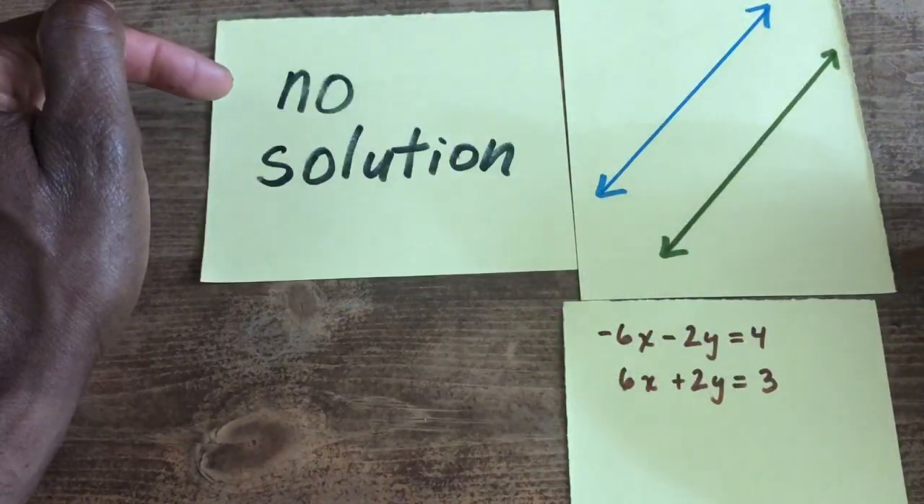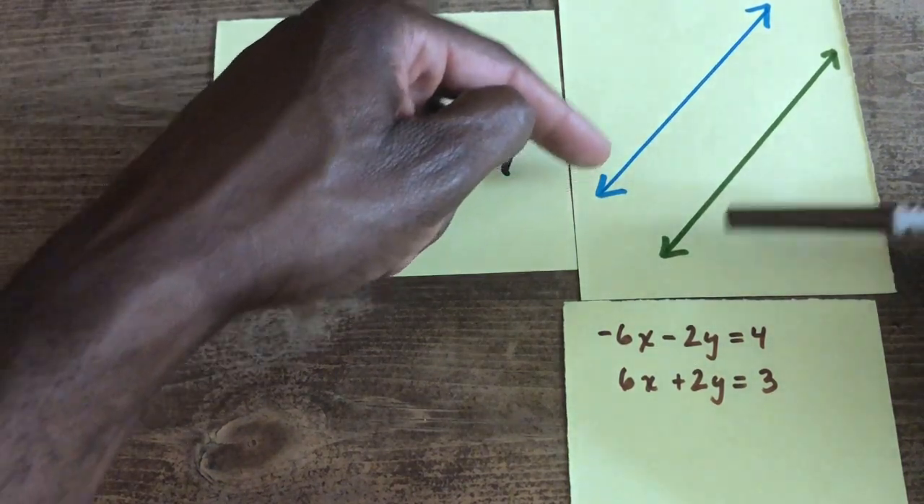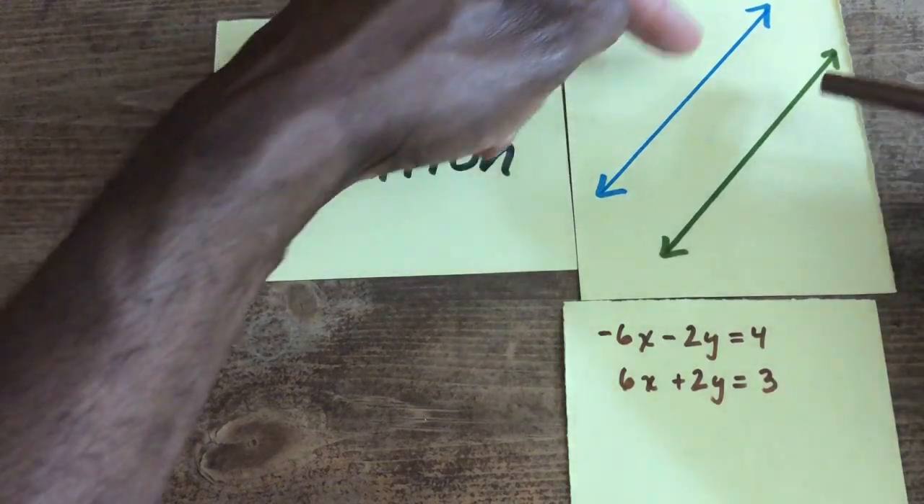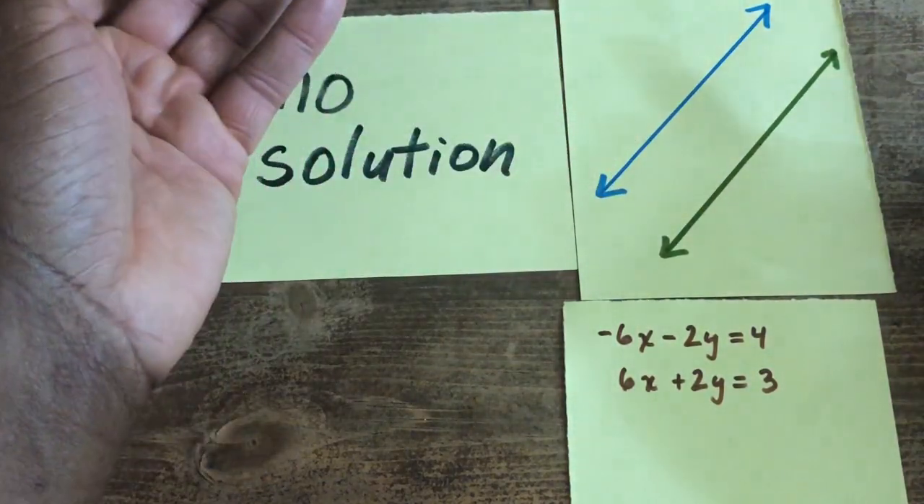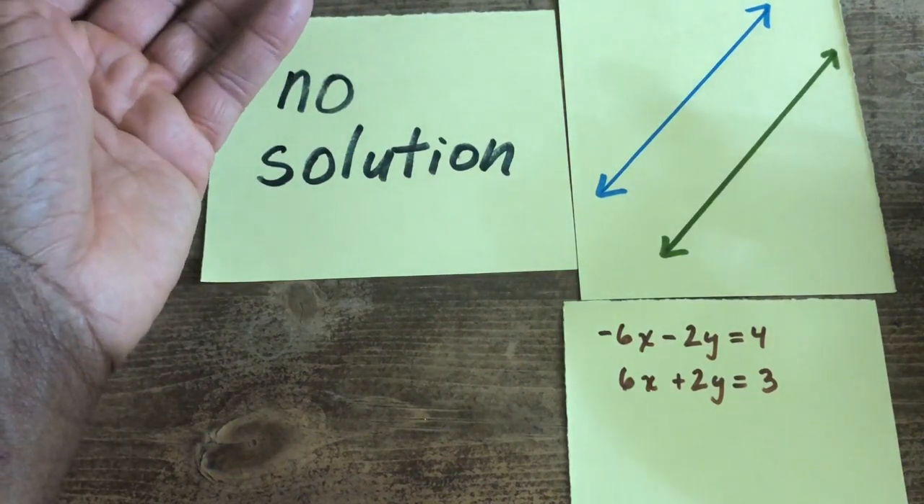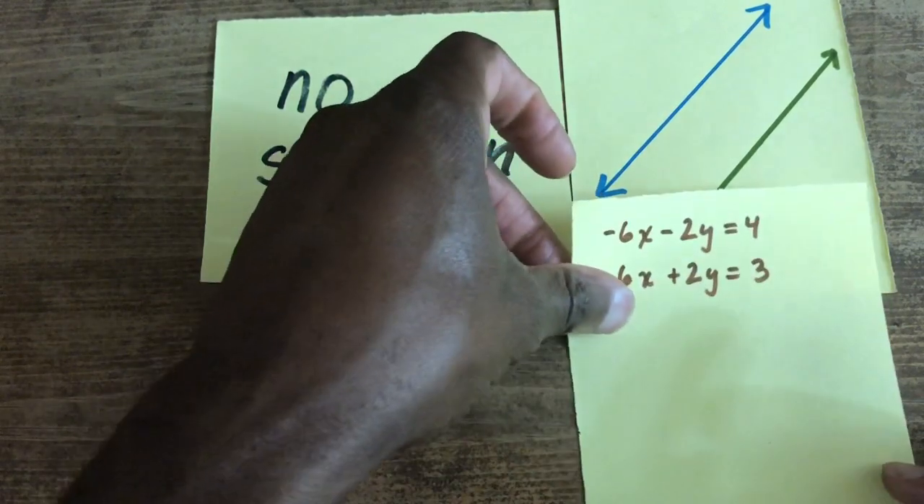Here's the second type of solution, no solution. And remember, here's how it looks graphically. Remember, the two lines are parallel to each other. They do not intersect each other. Therefore, they have no point where they intersect. No solution. Let's see how that looks algebraically.